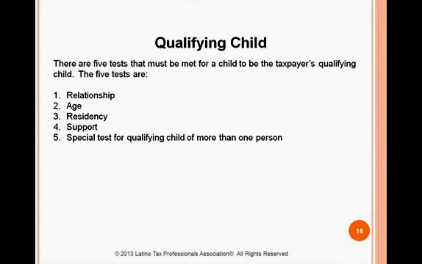Now, what is a qualifying child? There are 5 tests that must be met for a child to be the taxpayer's qualifying child. And the 5 tests are, and these are in order of priority: relationship, age, residency, support, and the special test for a qualifying child of more than one person.